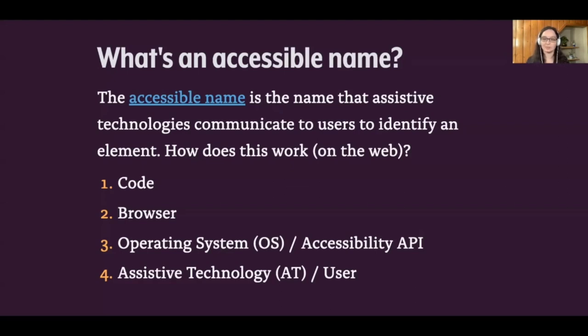So all of the accessibility information goes through each step from the code to the browser to the operating system through the accessibility API to assistive technologies and then to the user, which is quite a long way for it to travel. But what I want you to understand is that if that accessibility information is not in the code itself, then it won't magically travel through those other steps to the user. There are a lot of ways that accessibility is baked into code. So if there is semantic HTML that's used correctly, then a lot of that accessibility information you get for free. But if not, you need to add it yourself.